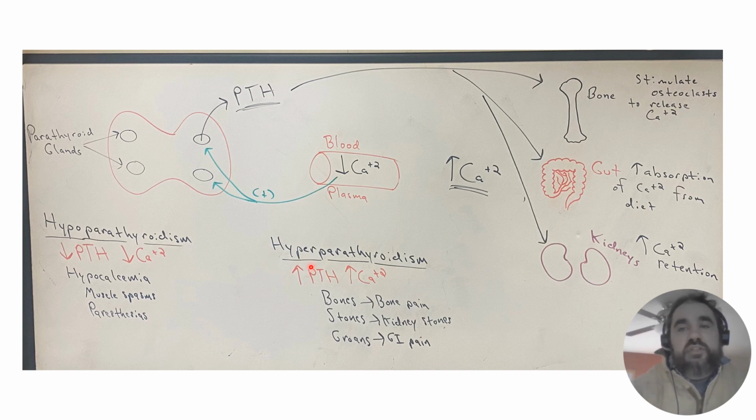In hyperparathyroidism, you have high PTH. If you have high PTH, you're pulling calcium from the bone, from the gut, from the kidneys, so you have hypercalcemia. So this can lead to something called the bones, stones, groans, and sometimes we say moans, but the first three are probably the most important. So bones, bone pain because you're pulling calcium out of bone. Kidney stones because you're retaining all this calcium and reabsorbing all this calcium in the kidney, and you can get calcium stones. And then groans, so GI pain. The moans are sometimes psychiatric disturbances.